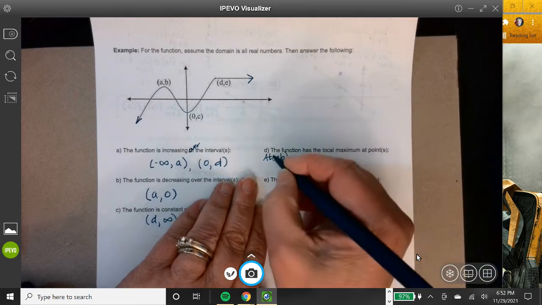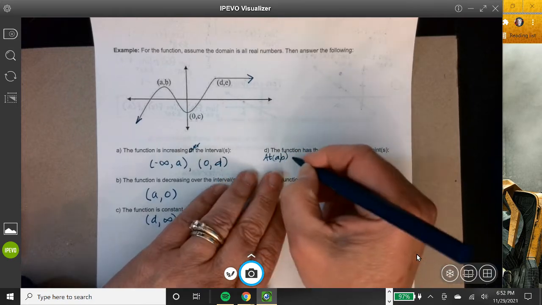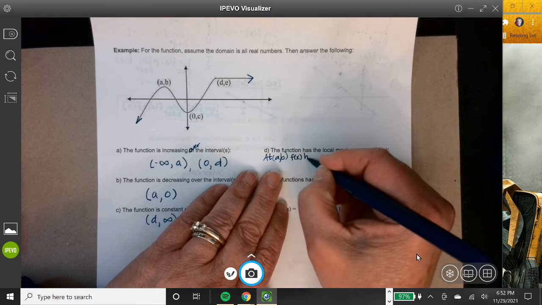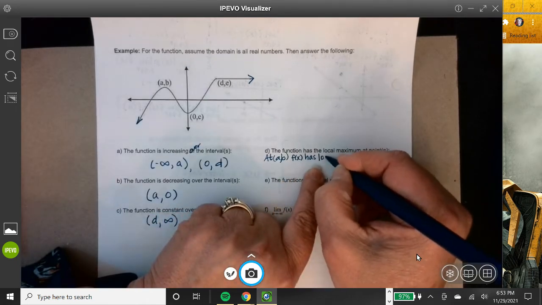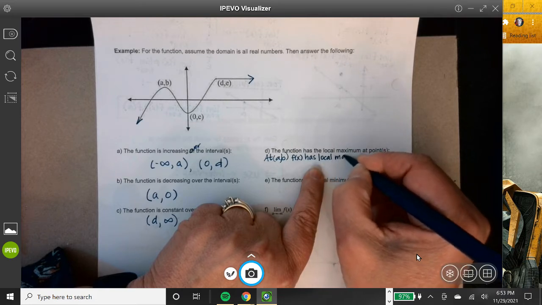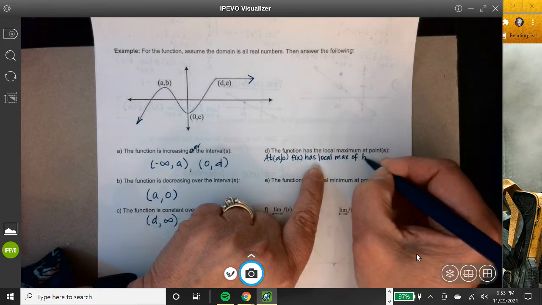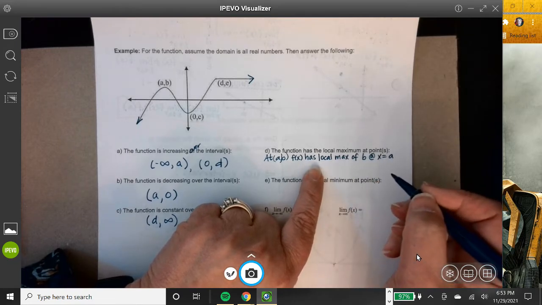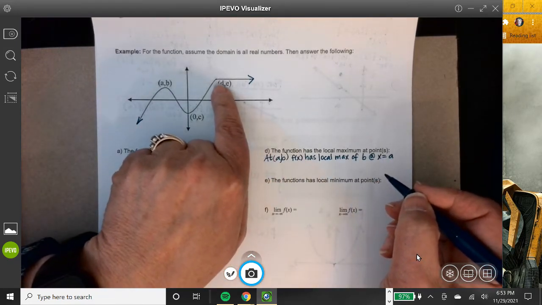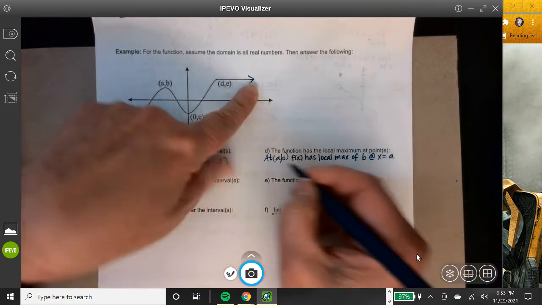Now that's the point, but how would I say it? I would say f of x has a local max of b, that's the y value, at x equals a. All right, it also has an absolute maximum here.